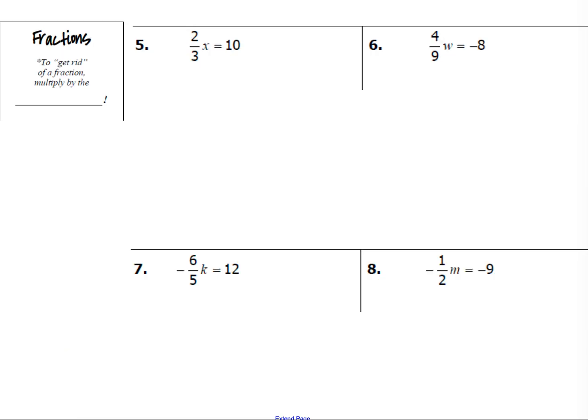All right, fractions. So all 4 of these ones have a fraction that's being multiplied by that variable. And to get rid of a fraction that's being multiplied, we're going to multiply by the reciprocal. I'm actually going to show you 2 different ways to do this. But multiplying by the reciprocal is probably the fastest way to do it. All right, so this is 2/3 times x equals 10.